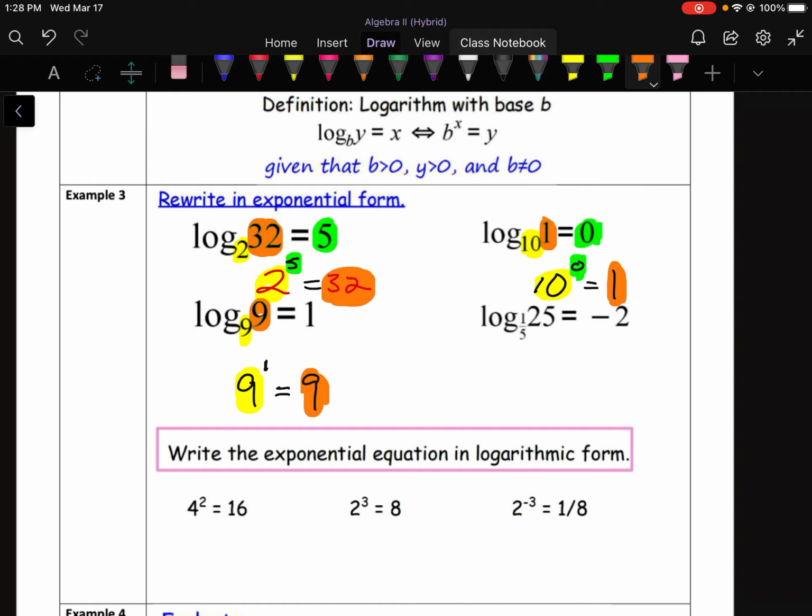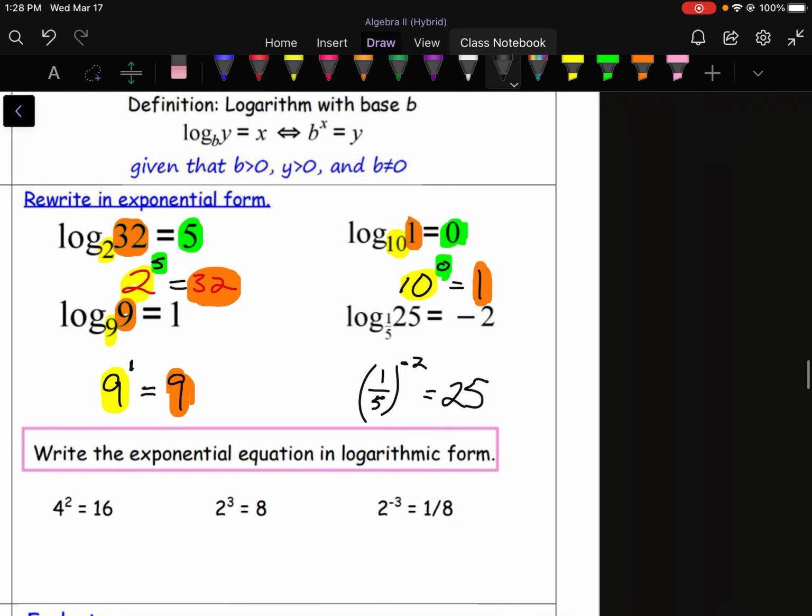All right, so let's talk about the last example here. So we have log base 1/5 of 25 equals -2. So we would rewrite this as 1/5 to the -2 power equals 25. And just really quickly, if you remember how to handle negative exponents, you would flip the fraction, so that would become 5 over 1 to the +2, which is 5 squared, or 25. So yes, it does indeed hold true.